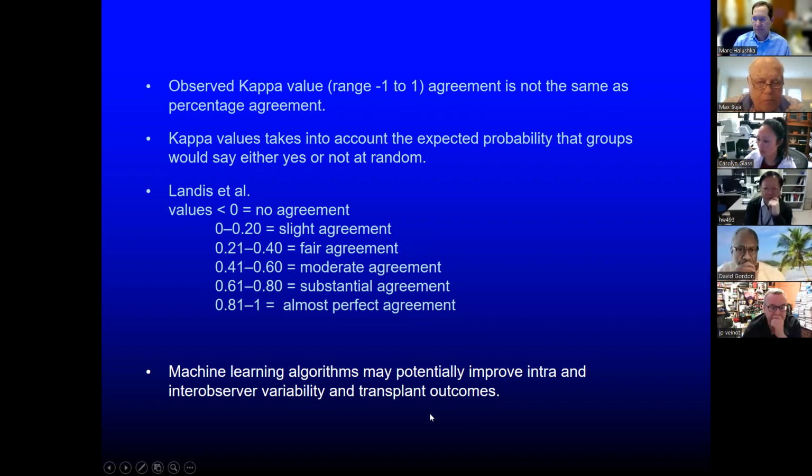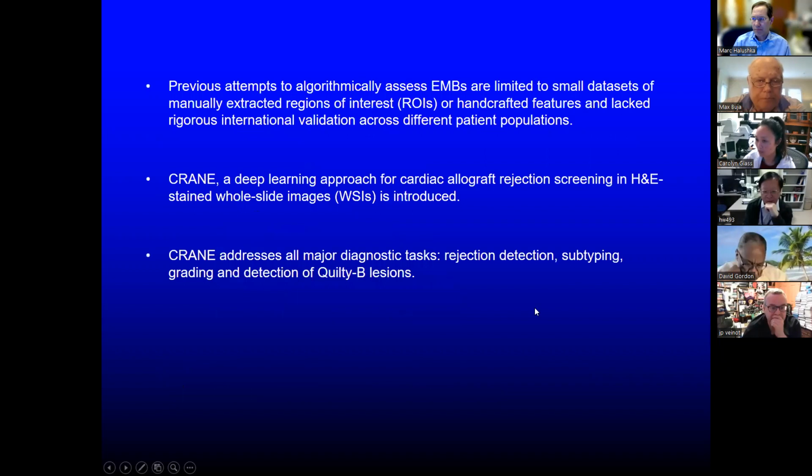Machine learning algorithms may potentially improve the inter-observer variability. That's the main reason why we're developing such algorithms. This paper talks about, in the background, previous attempts to algorithmically assess EMBs being limited because of small data sets, and their population, if you look at the article, was over 6,000 slides, which is robust data.